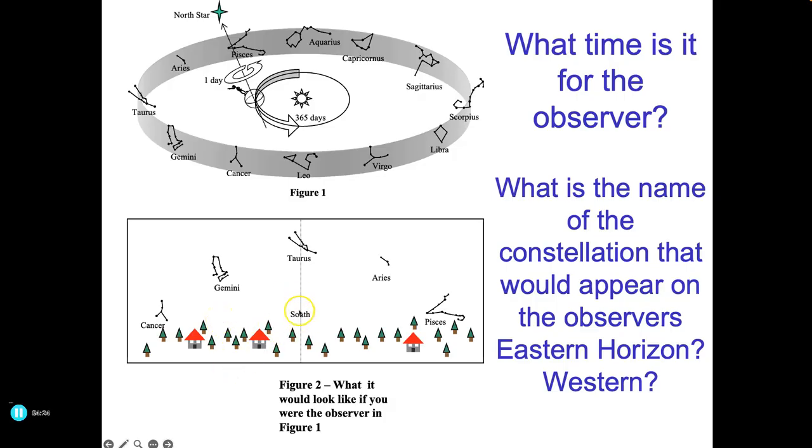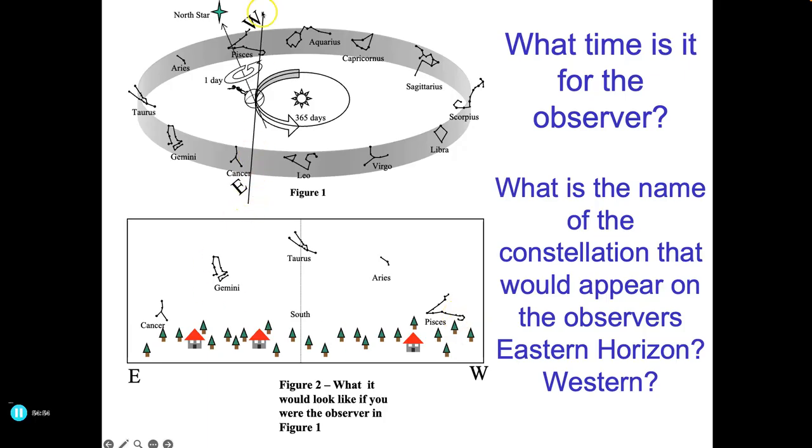Well, if you're facing south, then east is on your left and west is on your right, which means we can figure out where the horizon is for you in this diagram too. We could say, all right, here's the half of the sky above your horizon right now, right? There you are. Taurus is up over here. Cancer is on the eastern horizon. Pisces is on the western horizon.